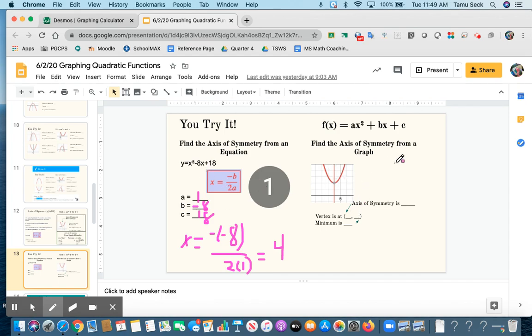Now let's find the axis of symmetry from this graph. The axis of symmetry is at x equals 4. The vertex is at 4, 2, which is the minimum value.